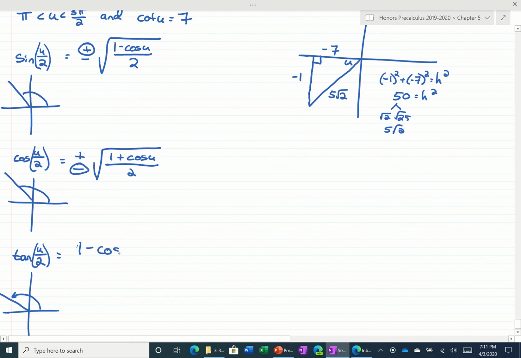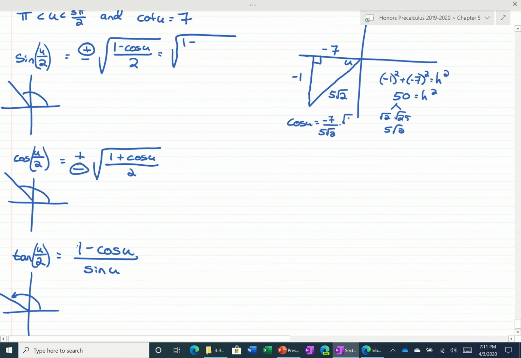1 minus the cosine of u, divided by sine of u. If you want to use another formula, we should get the same answer numerically. As we saw in the last problem, it might come out to a funky square root answer, but you could convert it to a decimal to see that it's the same thing. Okay, so now let's do the algebra. This is going to be the square root of 1 minus the cosine of u. All right, so the cosine of u would be negative 7 over 5 root 2, which, if we rationalize that, is negative 7 root 2 over 10.